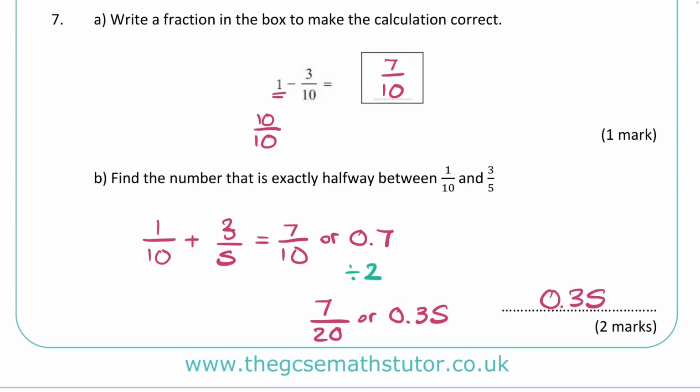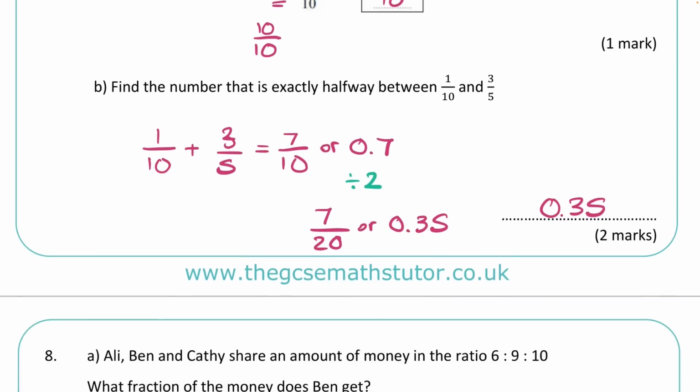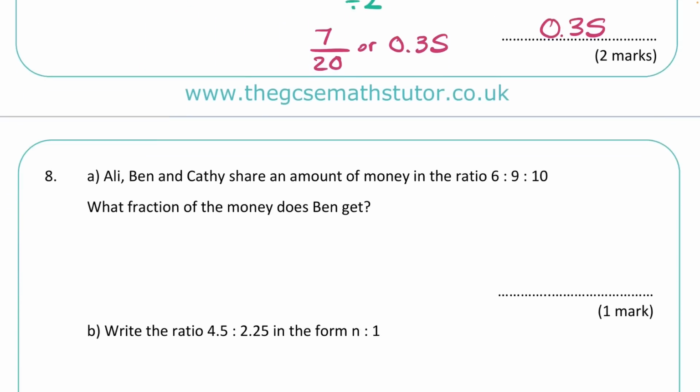It doesn't specify it has to be written in a certain way, it just says find the number that's exactly halfway. And both of those are just numbers, so 7/20 or 0.35 would be a fine answer. Okay, on to question 8.